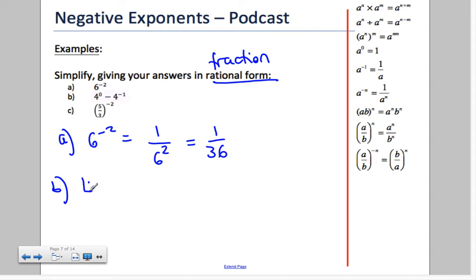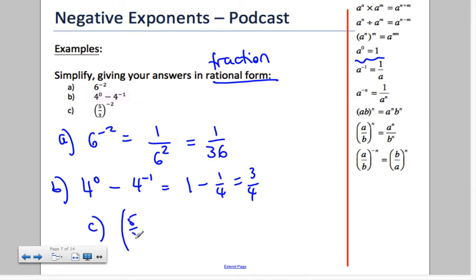For B, I need to do 4 to the 0 minus 4 to the negative 1. Now 4 to the 0 is just 1. 4 to the negative 1 is the reciprocal of 4. So 1 minus a quarter is 3/4.